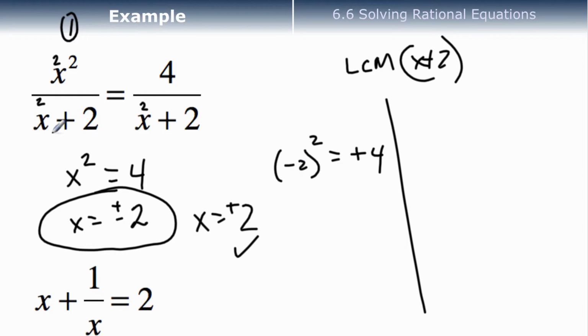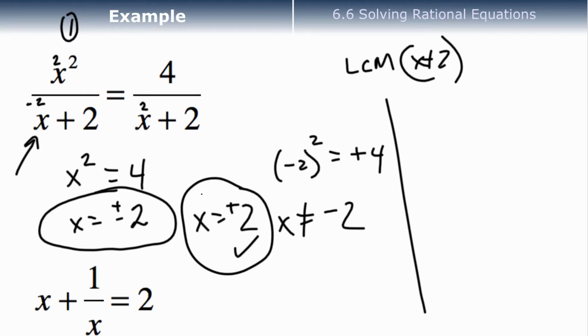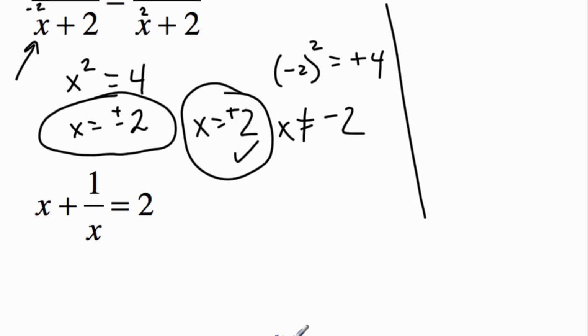And now let's check a negative 2. If I put a negative 2 in there, negative 2 plus 2 is 0. If I get a 0 in the denominator of a rational expression, then that doesn't work. I stop right there. So x is equal to 2, but x cannot be equal to negative 2. So my only answer for that question is positive 2.